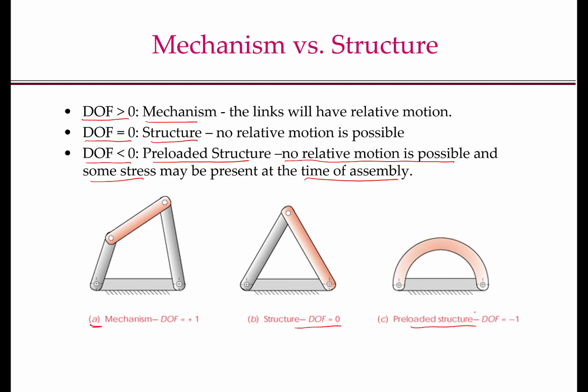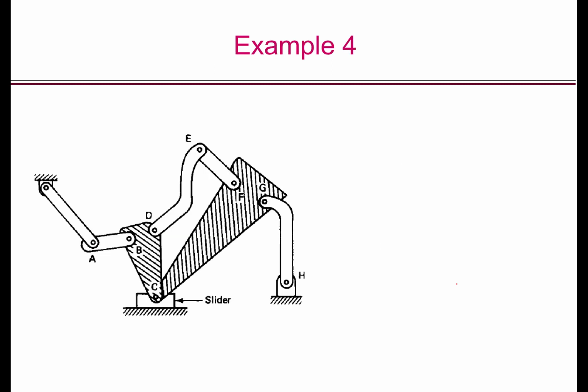And I'm leaving it as an exercise that you can compute the degrees of freedom of the triangle and this 2-link mechanism here. So let's go through another example. So what do we have to do first? We have to first count the number of links.